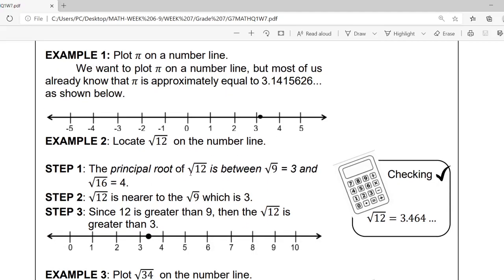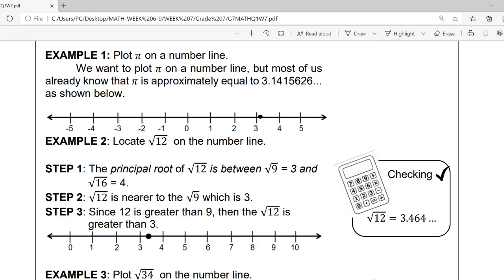Locate square root of 12 on the number line. How are you going to locate? So look for the principal root of 12 that is between. We will get the lower square root and the upper square root. Upper perfect square number and the lower perfect square number. So the lower perfect square number is 9 and the upper perfect square number is 16. The square root of 9 is 3 and the square root of 16 is 4. So therefore, square root of 12 lies in between 3 and 4. So that is 3 and 4.